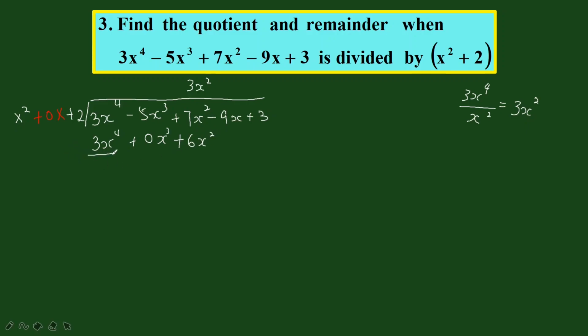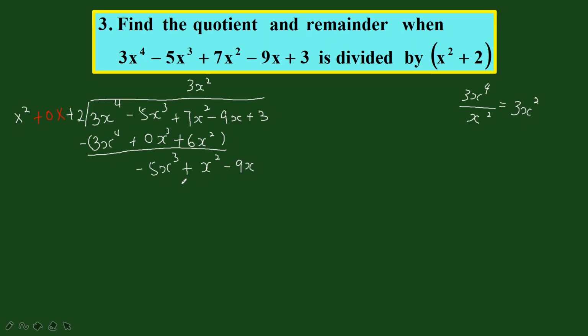Okay, same like just now, I'm going to minus all of this. So I'm going to make sure I have a bracket there so that I don't miss any of them. So I will have this minus out. This one will be negative 5x cubed minus 0, so I still will have my negative 5x cubed. And then here will be 7x squared minus 6x, so I will have plus x squared. Now, once I'm done with that, I can bring my minus 9x down.